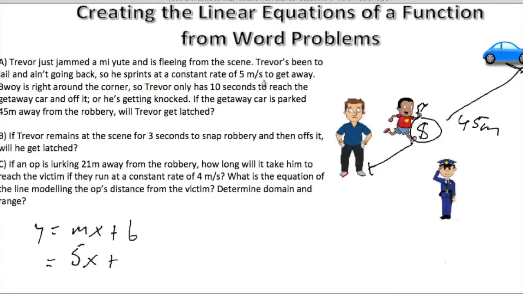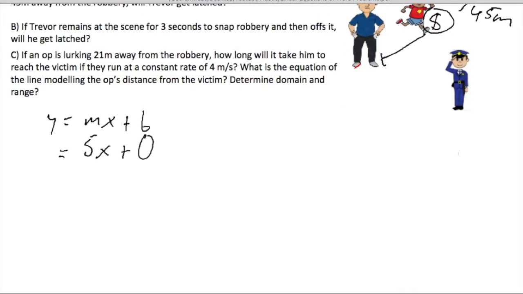So let's think about this logically. The y-intercept, where does the line of this graph hit the y-axis? So if Trevor starts running right away, Trevor started at 0 meters away from the robbery, and Trevor has been running for 0 seconds. So obviously the y-intercept would be at 0, so we don't even have to put it. So the equation for this line would look something like y equals 5x. Pretty simple.